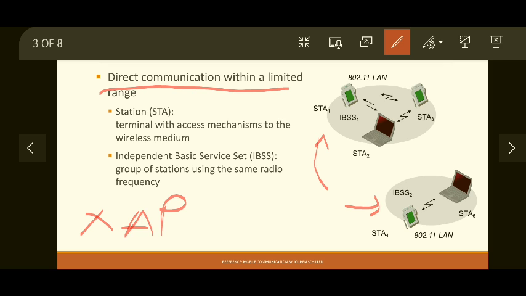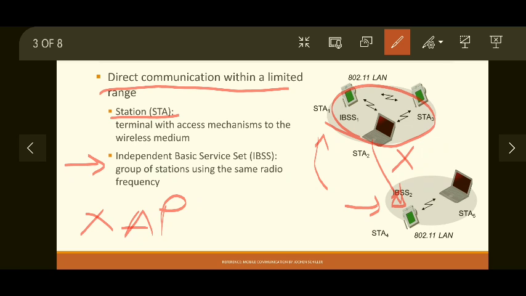These are called IBSS, which is nothing but independent basic service set. Again, similar to an infrastructure-based network, this service set has a group of stations or users using the same radio frequency. So if you want to communicate from this laptop to this mobile, it is not possible because they are using different radio frequency. So that is one of the drawbacks of this ad hoc network, that you are not allowed to communicate outside your independent basic service set.